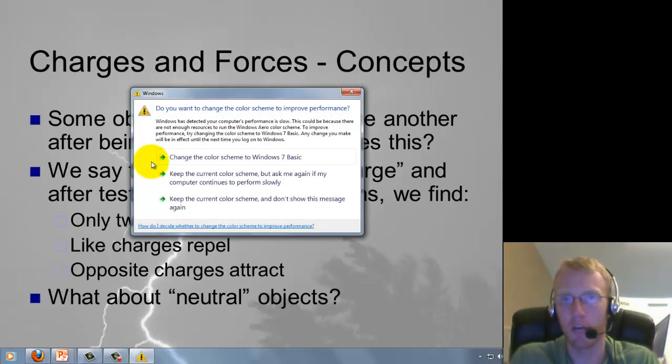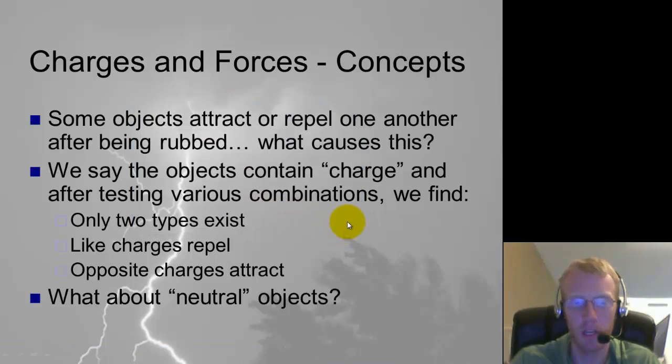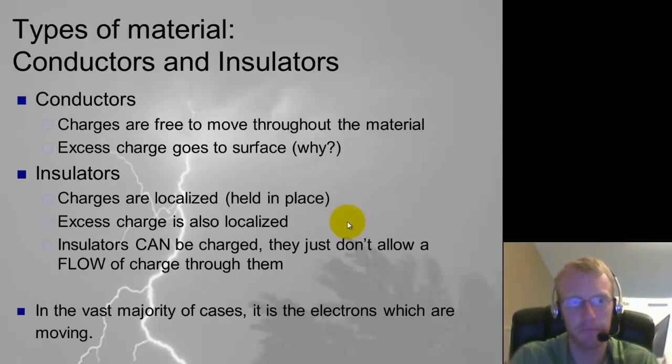And a neutral object just means it has equal amounts of positive and negative charge. We'll identify them as positive and negative in a second. So it has equal amounts of positive and negative, and so overall its charge balances out. But we'll see that even neutral objects can still interact differently than an object would if it had no charge at all.